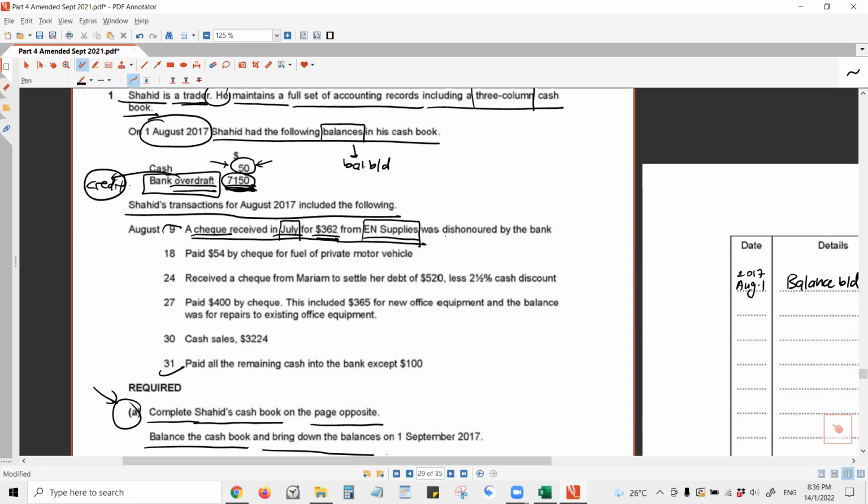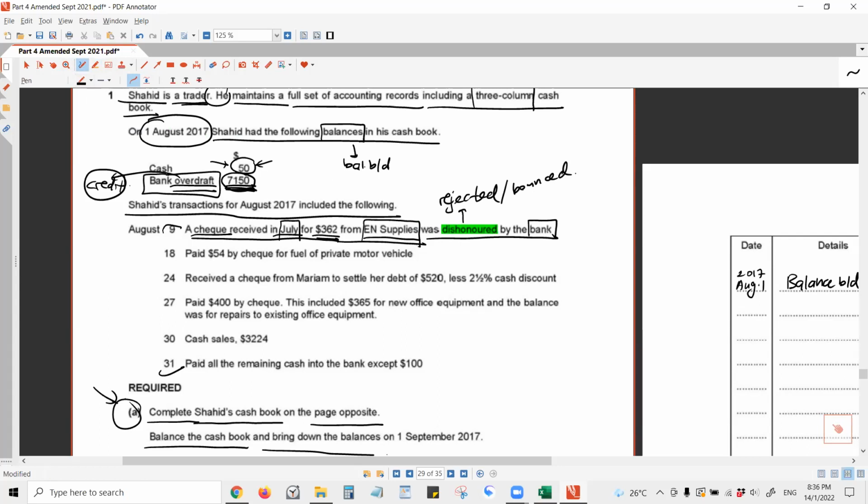What about this check? It was dishonored by the bank. Okay, there is something new that you are learning here, for those of you who have not learned a cash book or this word before. Dishonored means rejected. Or you call it bounce. So it says rejected by the bank.